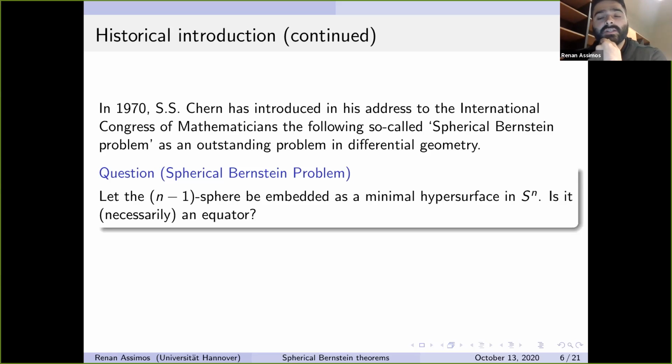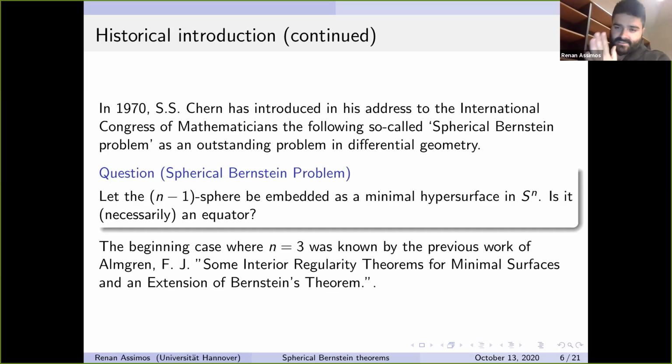So now we are going to change. We are going to consider hypersurfaces not anymore in Euclidean space, but in another very famous space with constant curvature, which is S^n. So he says, well, consider an embedded minimal sphere of codimension 1 in S^n. Is it necessarily an equator, or in other words, is it totally geodesic? So is it like a plane in R^(p+1)? So this is the so-called spherical Bernstein problem, okay?